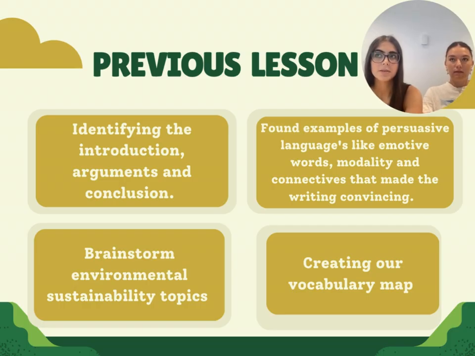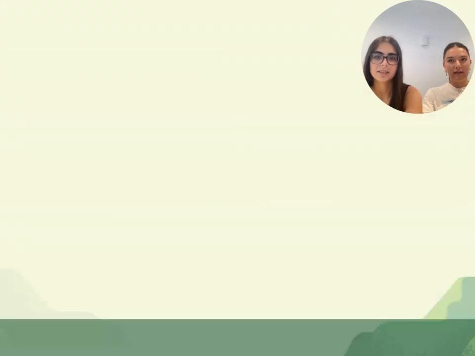We also brainstormed some environmental sustainability topics. Remember those ideas you shared on Padlet and the whiteboard? Things like plastic pollution, saving water, energy use, and protecting wildlife. And we built vocabulary maps using words like consequence and sustainable, all really useful for persuasive writing.